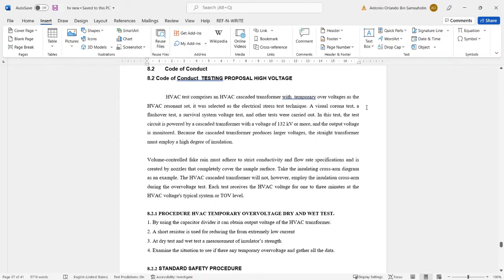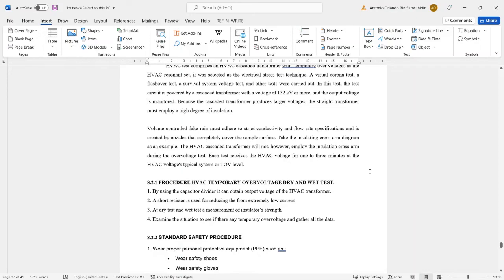For the volume control, fake rain must adhere to strict conductivity and flow rate specifications and is created by nozzles that completely cover the sample surface. Take the insulating cross-arm diagram as an example. The HVAC cascaded transformer will not, however, employ the insulation cross-arm during the overvoltage test. Each test receives the HVAC voltage 1 or 3 times at the typical HV system OV level.